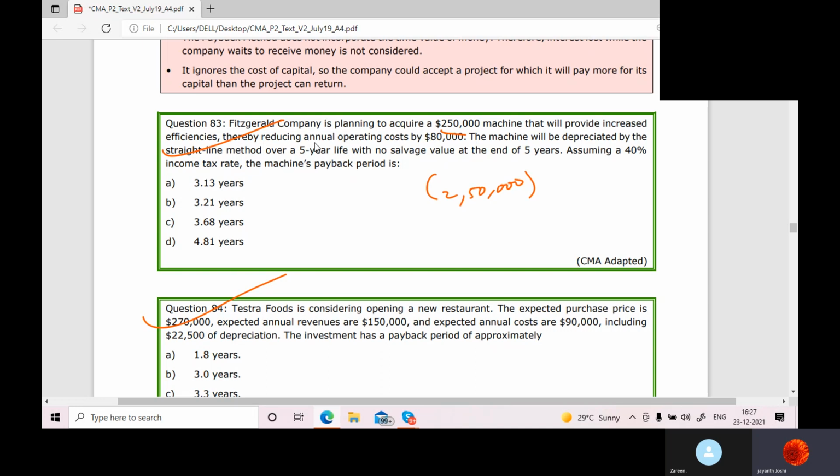So how did you do this? This is what you invested. Now, how much are you expecting as your cash inflows?